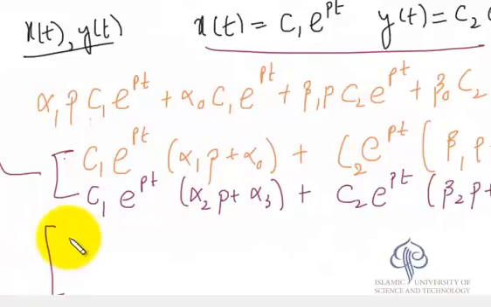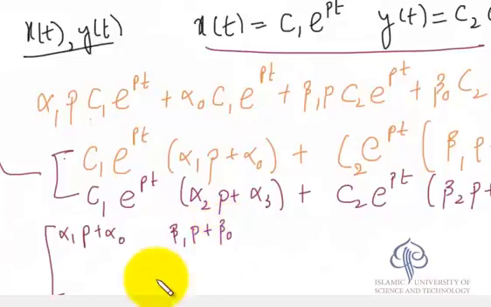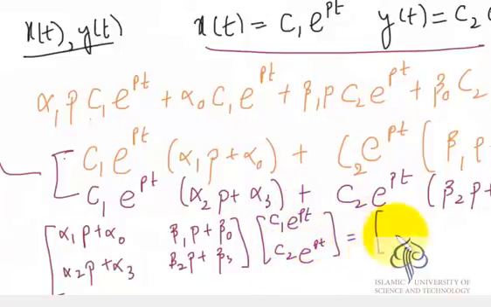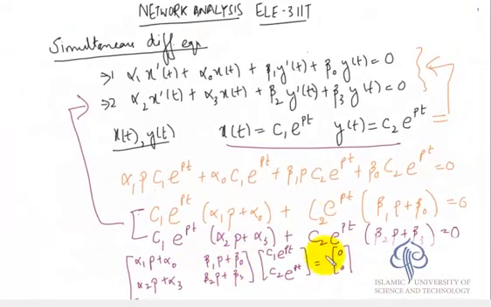This you can write down in matrix form like this: alpha 1p plus alpha 0, beta 1p plus beta 0, and then alpha 2p plus alpha 3, and beta 2p plus beta 3, times c1 e to the power pt, c2 e to the power pt, is equal to 0, 0, right? So this is just the product of two matrices. It gives you two equations.